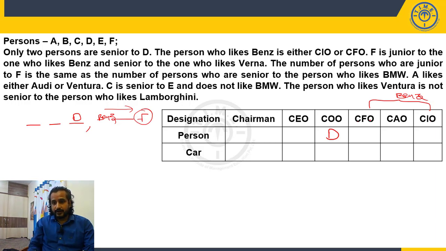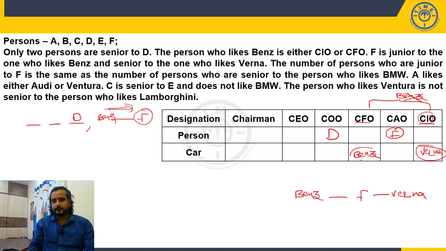Now look here. Either CFO or CIO likes Bench. But if I take CIO as liking Bench, after Bench, in the arrangement, I should take the F. Is it possible? No. So CIO does not like Bench. Who likes Bench? CFO. Next. F is junior to the one who likes Bench and senior to the one who likes Verna. So where will F come? F will be CAO and CIO likes Verna.